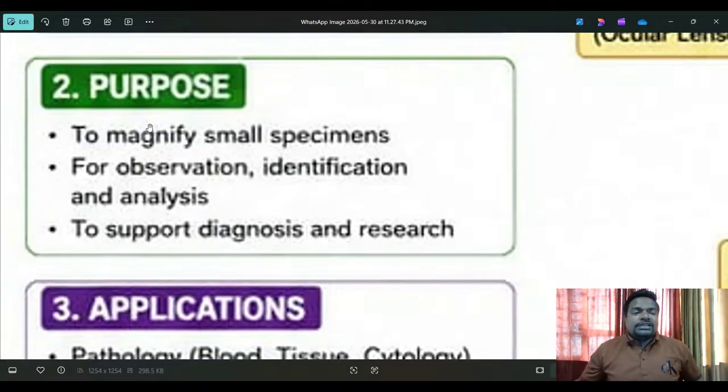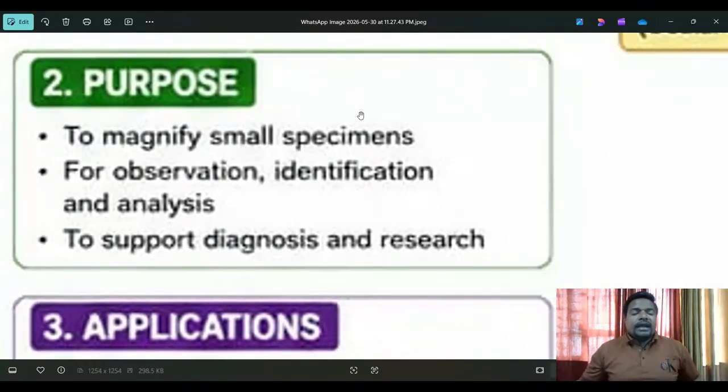Next, see here, purpose of the binocular microscope. To magnify small specimens for observation, identification, and analysis, and to support diagnosis and research. What is the purpose? First of all, what is a binocular microscope, you already saw it. And what the parts are, you studied. Next, the definition you studied. Next, the purpose, that is also what you have to know. That is the reason: to magnify small specimens for observation, identification, and analysis, and to support diagnosis and research. Next, third point, see here.